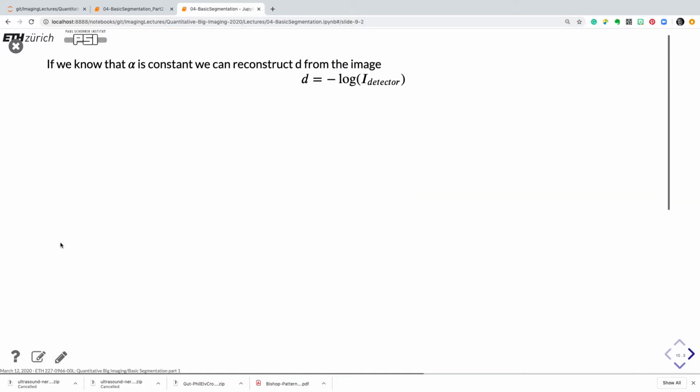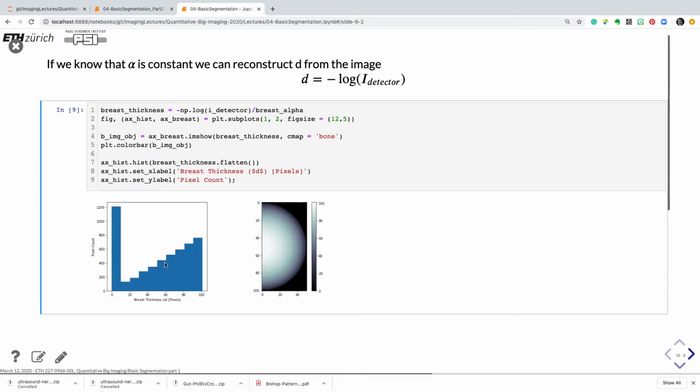So I can go on. As we know that alpha is constant, we can actually detect the thickness of this breast at different positions, and then we would get an image.